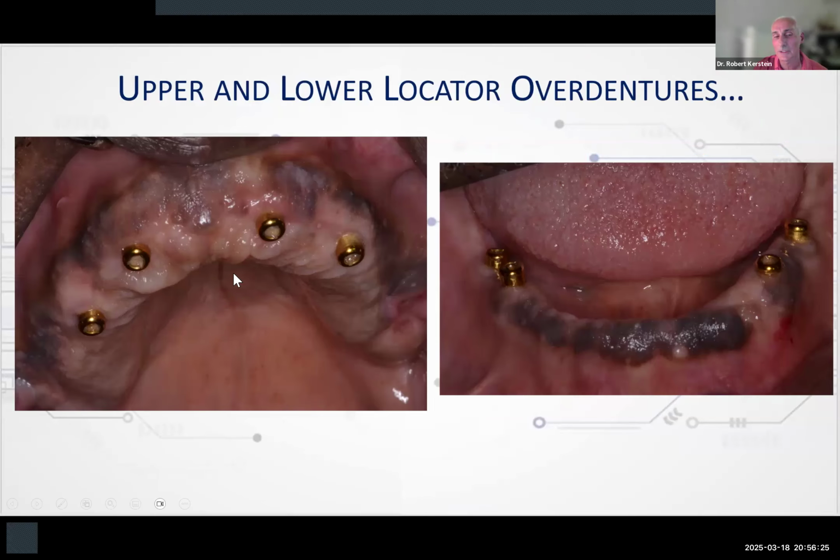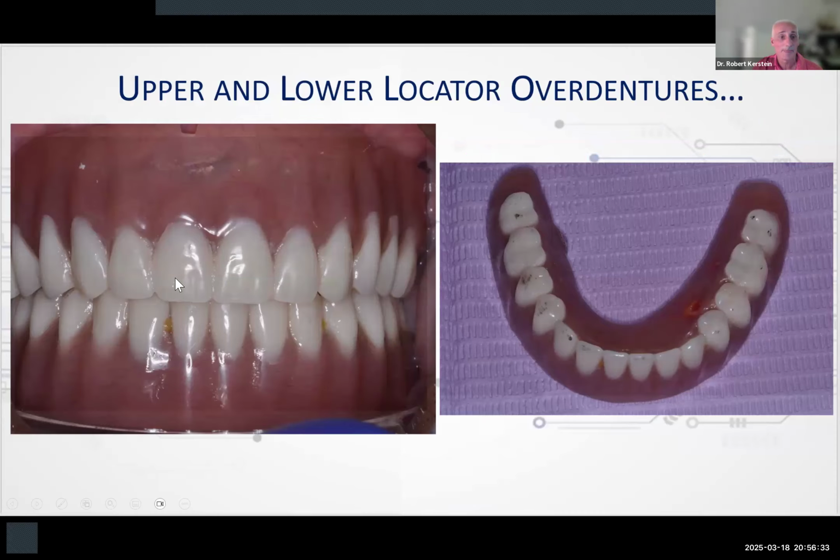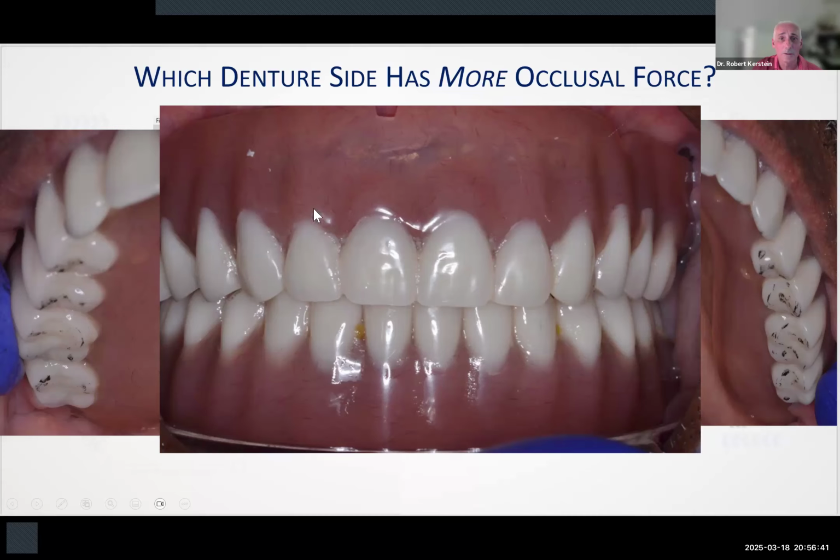A few more examples of how misleading paper marks are. Here's a great service, right? Implant overdentures, locator attachments. These things are like rocks, right? Here's the macro occlusion illusion. Here are some paper marks. Is this good? Is this not good? Can you tell? The question for you is, which side of the denture has more occlusal force?